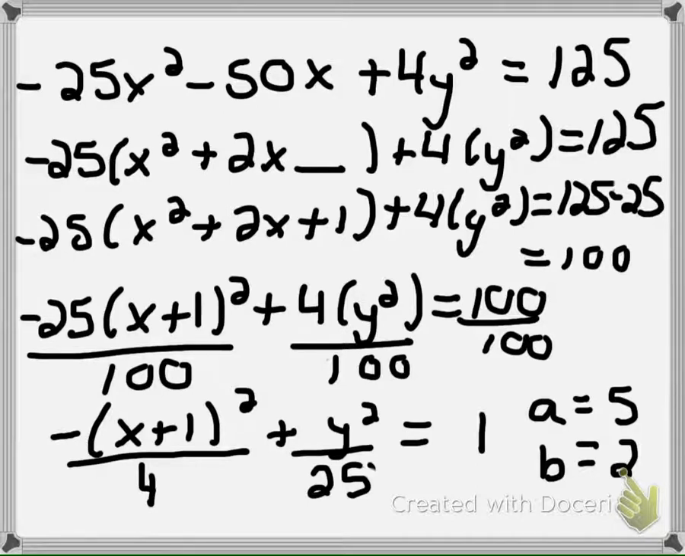Doesn't matter either way. What I know is that because it's the x that's negative, that means this is a vertical transverse axis hyperbola. Okay, I identified the A and the B. When it's vertical, your A is under the y, so the square root of 25 is 5, and your B is under the x, and so the square root of 4 is 2. So A is 5 and B is 2.